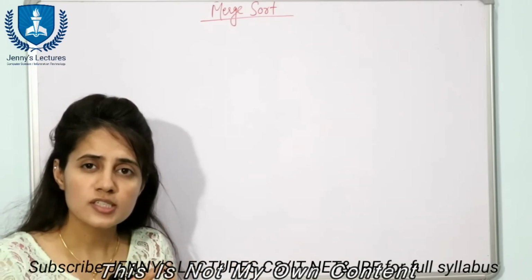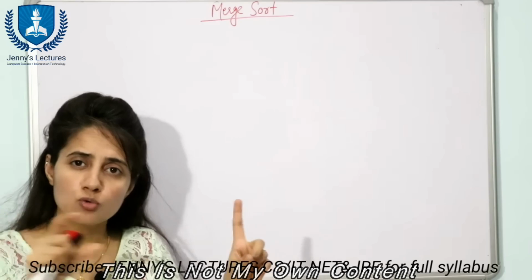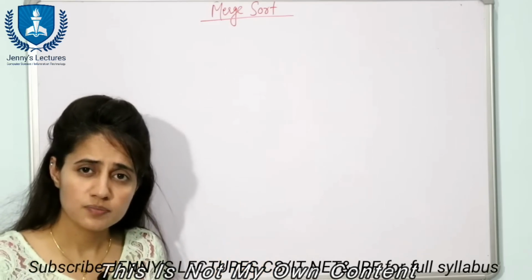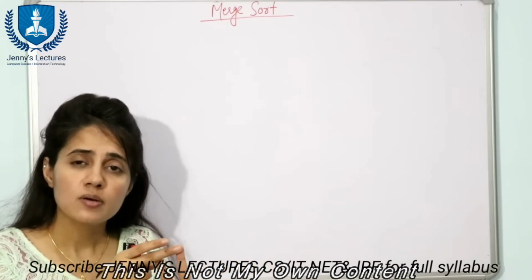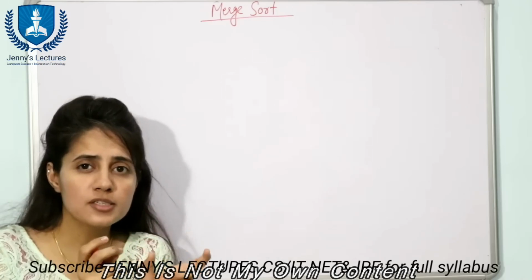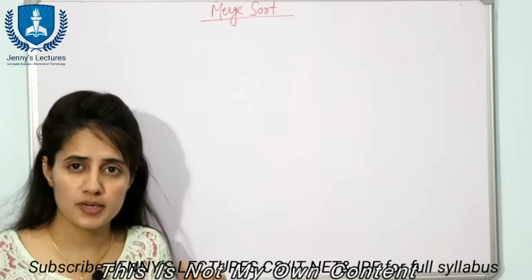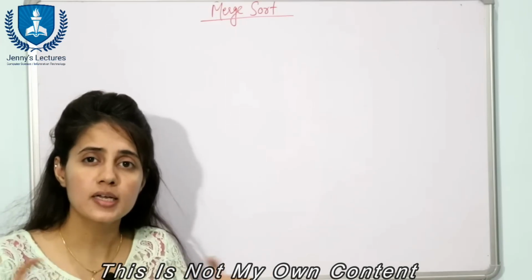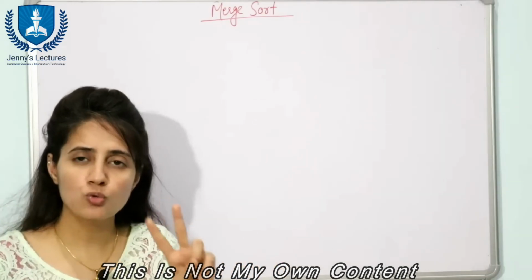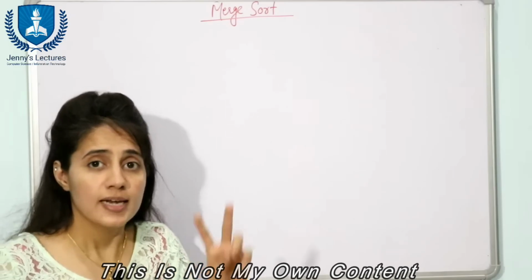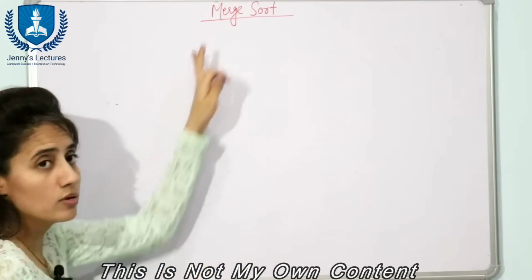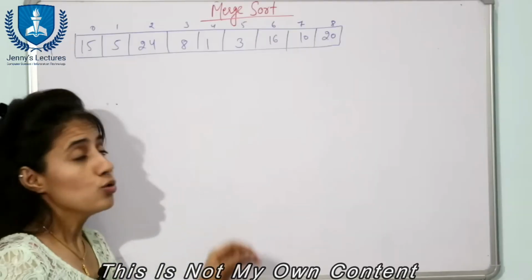So the first step is dividing the given list into sublists. The second step is merging those sublists to get one complete sorted list. So these are the two main steps. Let us take one example and see how merge sort will work.